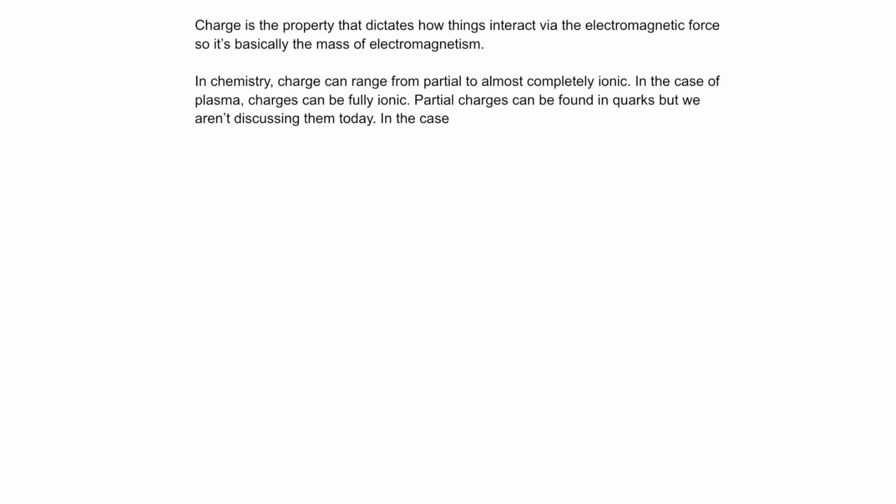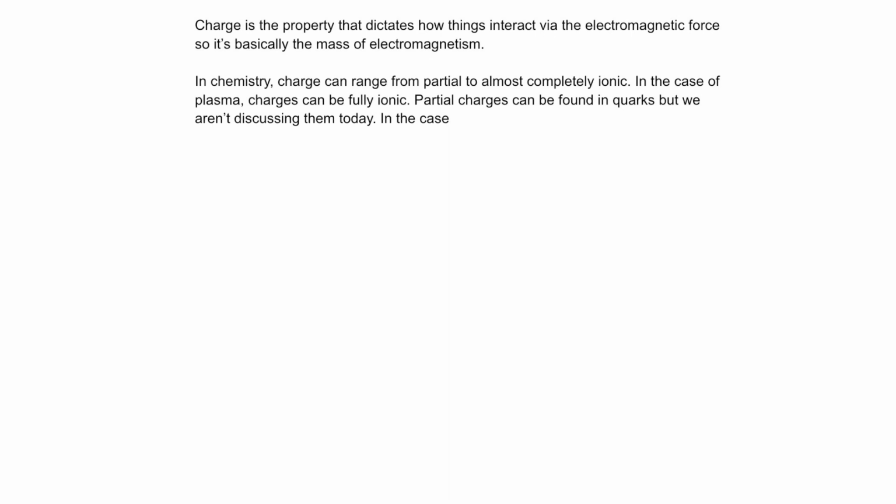Charge is the property that dictates how things interact via the electromagnetic force. So it's basically the mass of electromagnetism. In fact, the entirety of chemistry exists because of charge. In chemistry, charge can range from partial to almost completely ionic, but it's never fully ionic, except in the case of plasma.